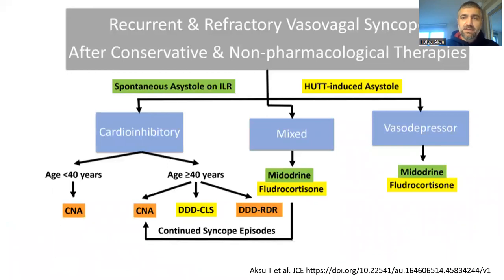But if you think to implant a rate drop response pacemaker or leadless pacemaker, I think that CNA has more data for that. In patients with mixed tilt syncope, we should try midodrine or fludrocortisone before any interventional strategy. If there are still continued syncope episodes, CNA or pacemaker can be attempted in those cases, but according to our experience, CNA shouldn't be attempted in pure vasodepressive reflex syncope cases. Thanks for your attention.